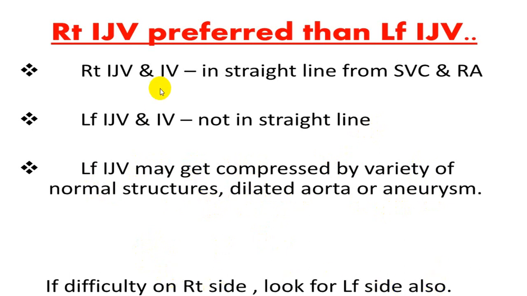These are all reasons, but the main reason is that the right internal jugular vein is in a straight line with the superior vena cava and directly into the right atrium, and there are no walls. As it is in a straight line, it will reflect right atrial pressure changes directly into the internal jugular vein, and that is preferred. While the left internal jugular vein is not in a straight line, and it can be affected by structures in the mediastinum, hence it is not taken into account.